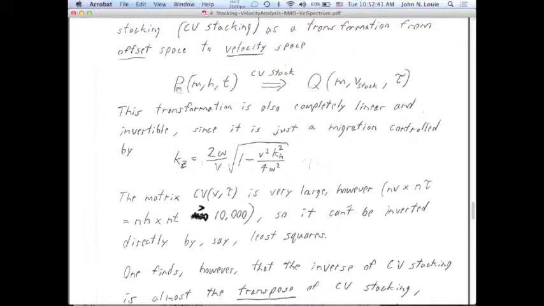So we begin with our multi-offset wave field, P of M, H, and T. We do CV stacks, or we calculate velocity spectra or the whole velocity cube, and we end up with this Q, this interpretation volume, this velocity cube, which is in M, V stack, and tau.